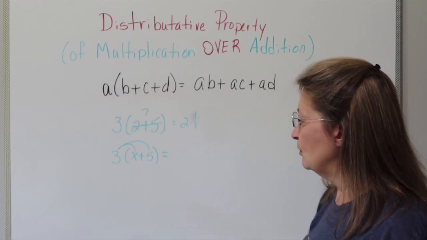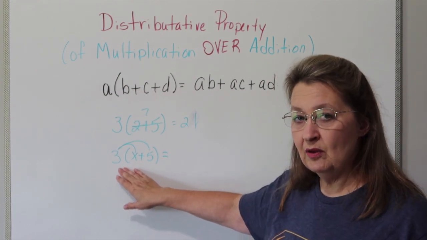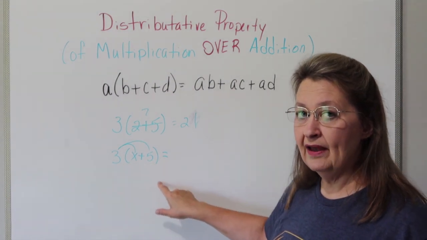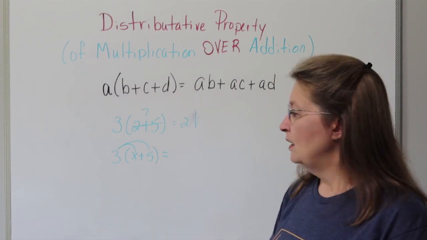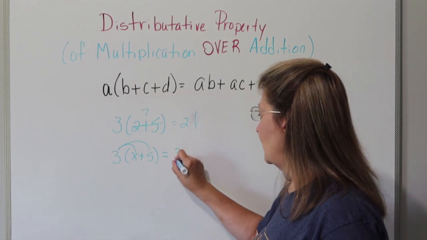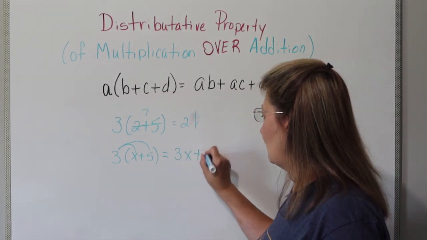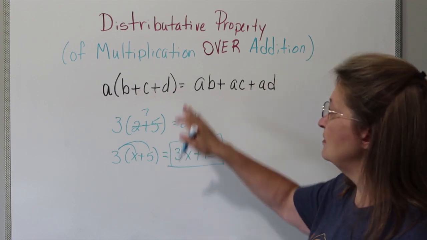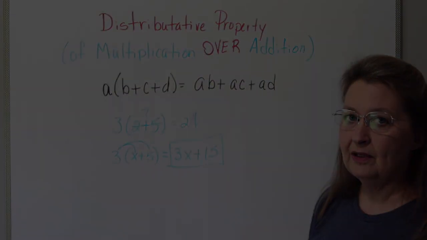And I always say, pretend like this number outside is me with a box of brownies and this is my class. Everybody in the class wants a brownie. So I'm going to multiply 3 times x and 3 times 5 and get a simplified version of 3x plus 15. And this is when you're going to use the distributive property.